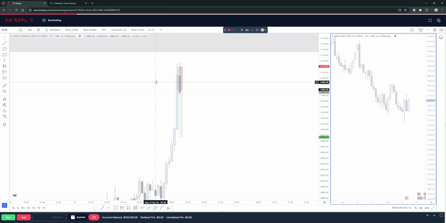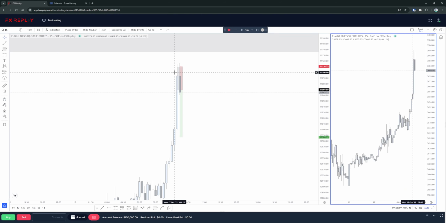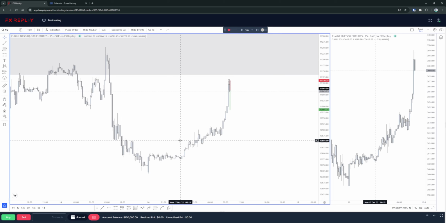Why has it gone to the daily? Did I just click that by accident? Nope. We do have SMT at the highs. Again, 15-minute structure, and I'm looking for shorts. This looks very, very bullish.